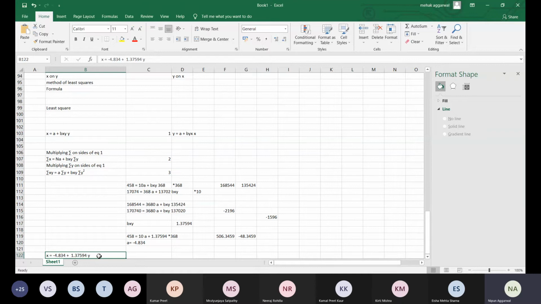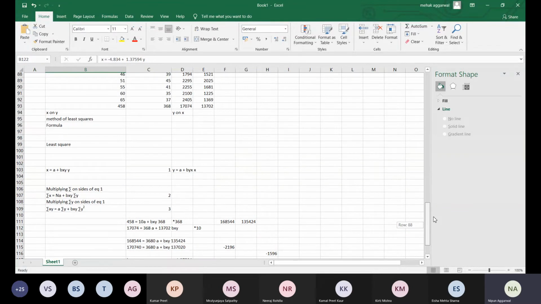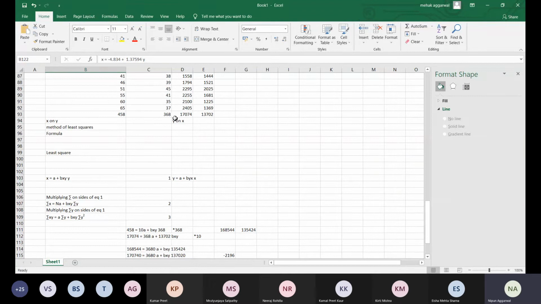So this equation will tell me what the cause and effect is. It shows that the intercept is minus 4.834 and the slope of the line is 1.37594. So the regression coefficient bxy will be 1.37594. Now if we want to calculate byx also, in parallel, this is your general regression line.